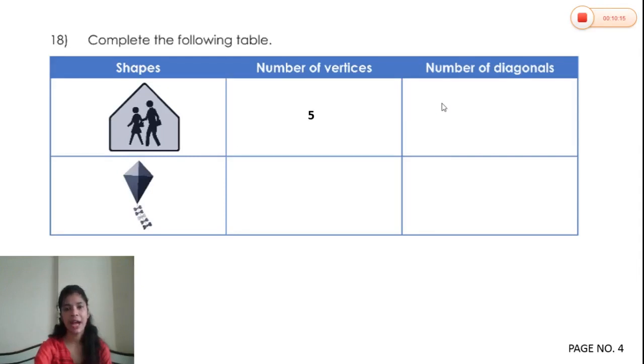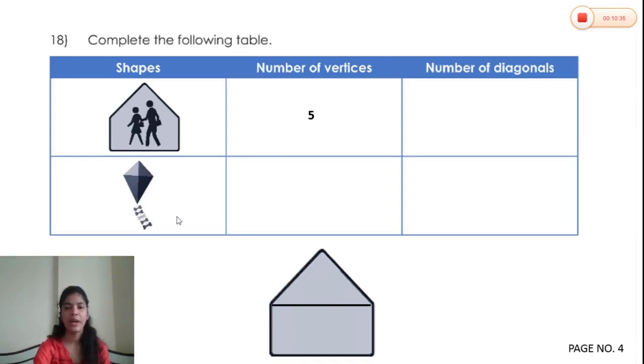Now, number of diagonals. Let us consider this shape. Okay, now we have to draw the diagonal. Here I am doing the rough work so that you will understand how many diagonals in this shape. Now see students, here this is the vertex, it is joined to another vertex. So it is one diagonal. Now it is the second diagonal, third diagonal, fourth and fifth. So in this shape there are 5 diagonals.